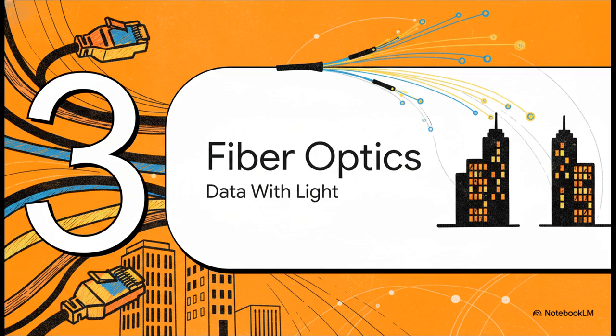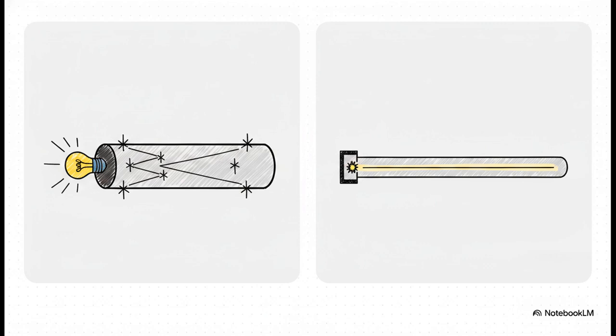But what if you need to go further than 100 meters? That brings us to Section 3, sending data with light and breaking that distance barrier. To break past that copper wall, we ditch the electrical pulses and start using actual beams of light with fiber optics. And there are 2 main flavors here.